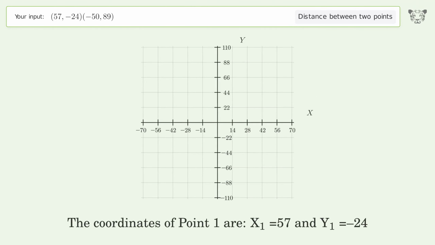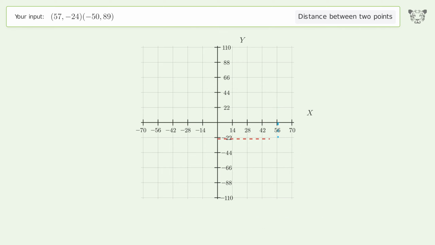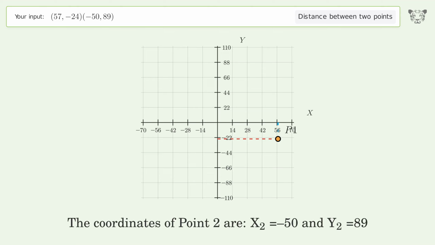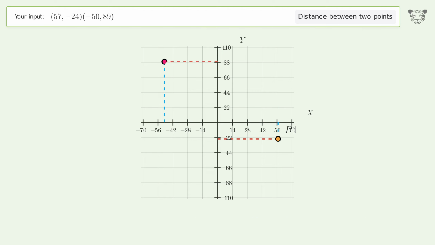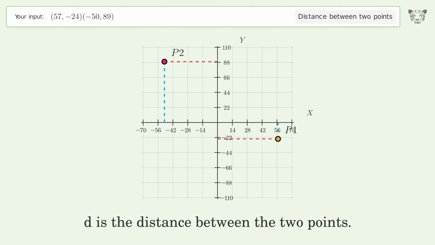The coordinates of point 1 are, x1 equals 57 and y1 equals negative 24. The coordinates of point 2 are, x2 equals negative 50 and y2 equals 89. D is the distance between the 2 points.